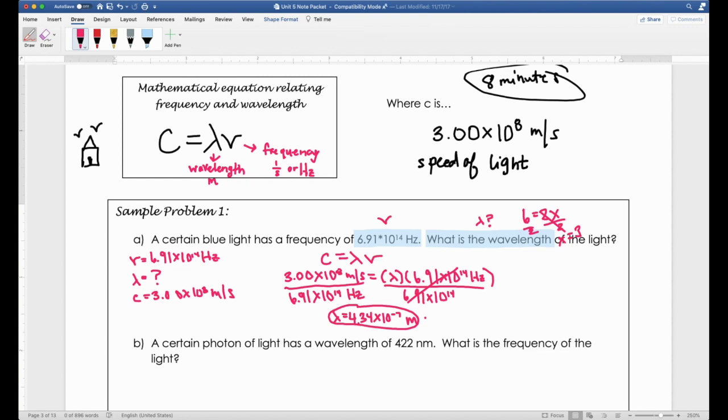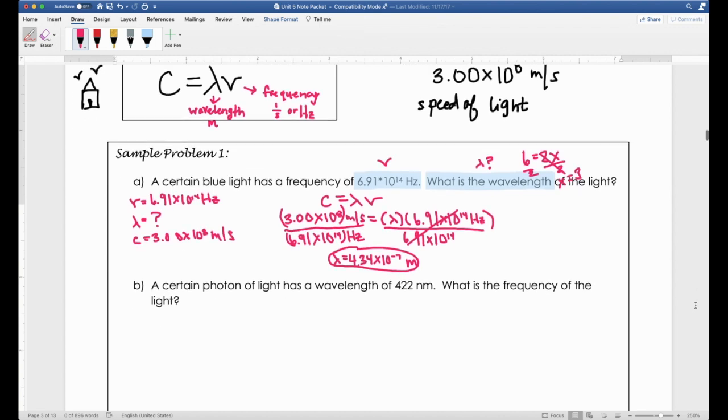If you did not get this on your calculator, remember you need to use those parentheses. I can't stress that enough. So parentheses around there, your division sign, and then a new set of parentheses around your second number. Let's go ahead and try B.